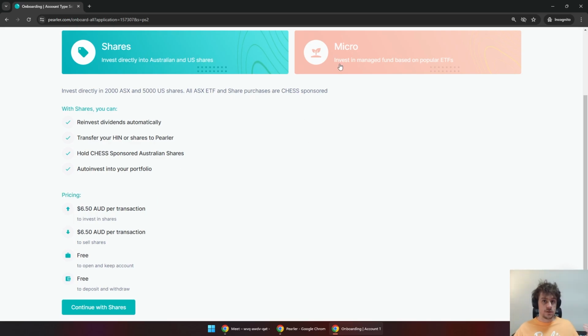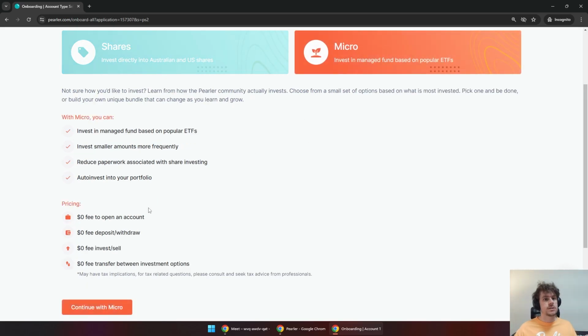Whereas with micro, because there is no minimum and because you're not getting charged per transaction, it essentially means that you can open an account with as little as $5 and you can put in $5 a week or $10 a month. You can put in really small amounts. That's why we call it micro.